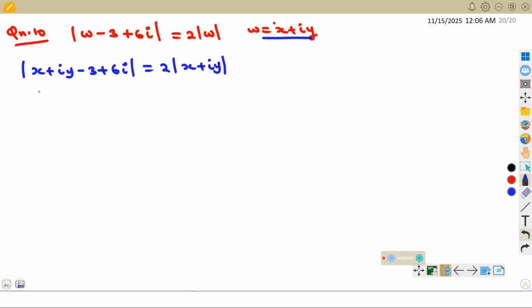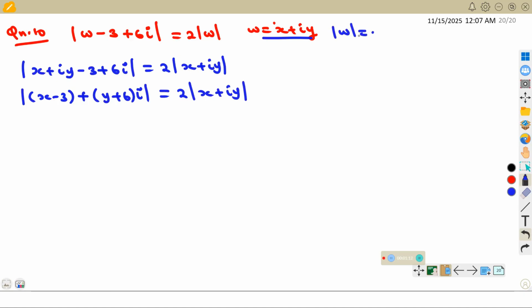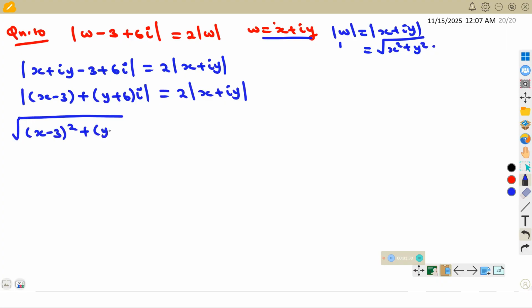and have magnitude of x plus iy minus 3 plus 6i will be equal to 2 magnitude of x plus iy. So this will be same as having magnitude of x minus 3, correct, the real part alone, and the imaginary part, that is y plus 6 into i. So this is same as 2 magnitude of x plus iy. So from here we shall remove the magnitude. You know, magnitude of a complex number, which is magnitude of x plus iy, is same as having the square root of x squared plus y squared. So for that case, this is same as having the square root of x minus 3 squared plus y plus 6 squared. And this is same as 2 square root of x squared plus y squared.